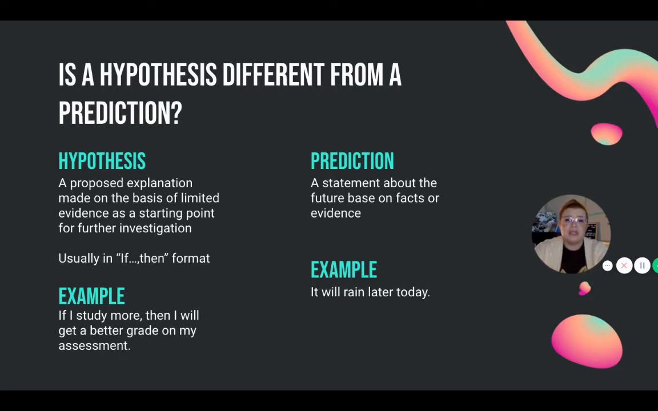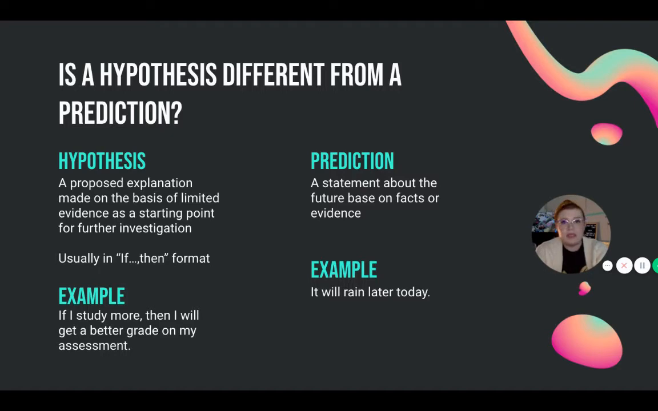A prediction is a statement about the future based on facts or evidence. So with a prediction, it's more of a statement. Now you still want to predict what's happening in the future, but you're still using some kind of fact or some kind of evidence to help you formulate this prediction.